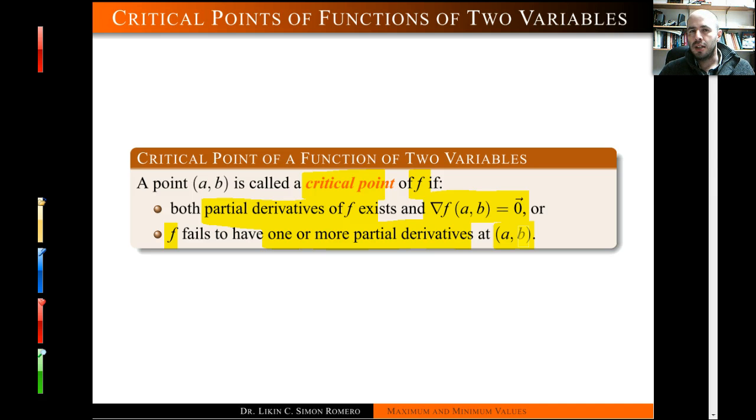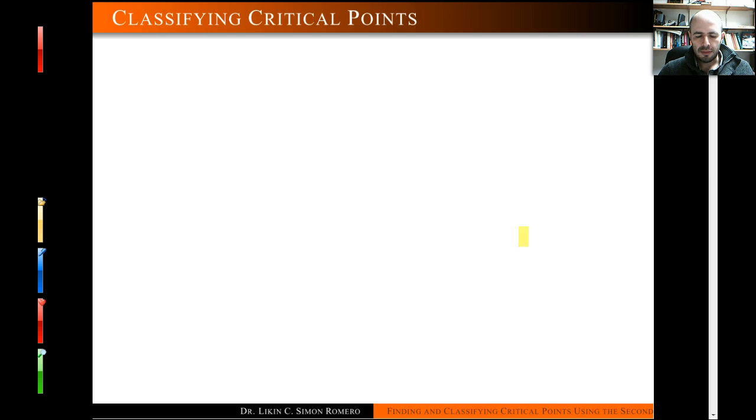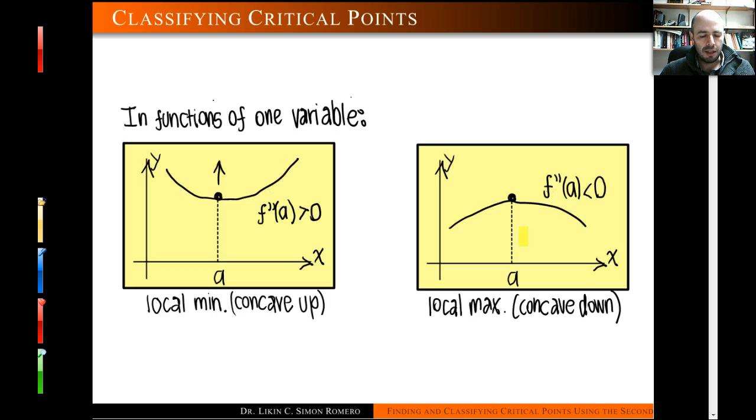Why are the critical points important? Because the critical points are going to be the candidates for having a local max or local min. So the idea is, given a critical point, can we classify it? In other words, can we tell whether the function has a local maximum or a local minimum at that point? And the answer is yes, and for that we're going to use concavity.